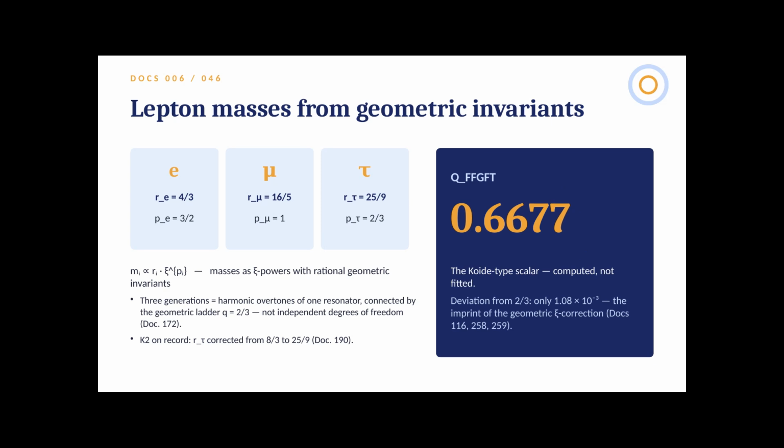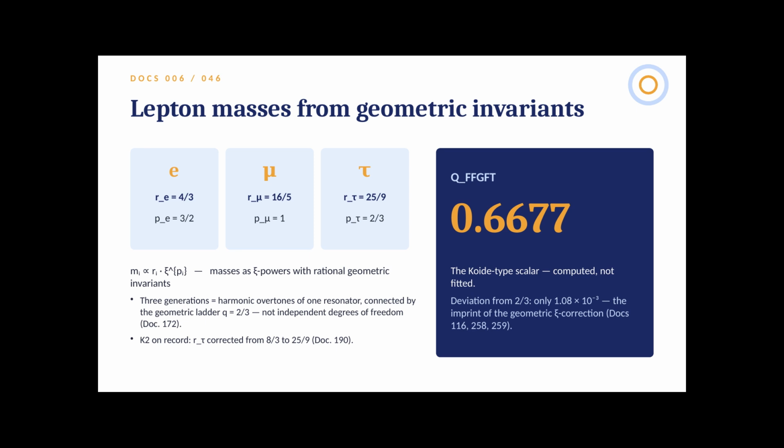Slide 25. The 3 charged leptons, electron, muon, tau, each get 2 numbers. For the electron, an invariant Re of 4/3 and a Greek x power Pe of 3/2. For the muon, R mu of 16/5 and P mu of 1. For the tau, R tau of 25/9 and P tau of 2/3.